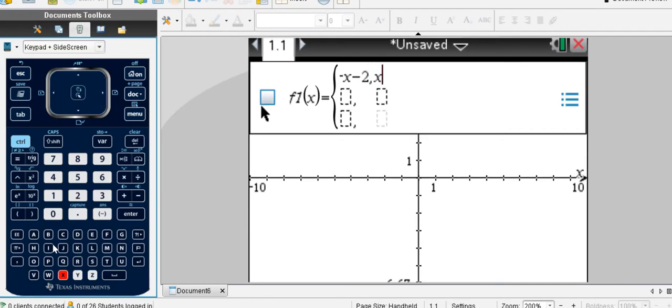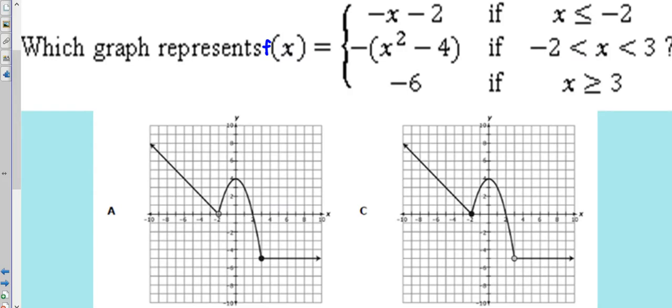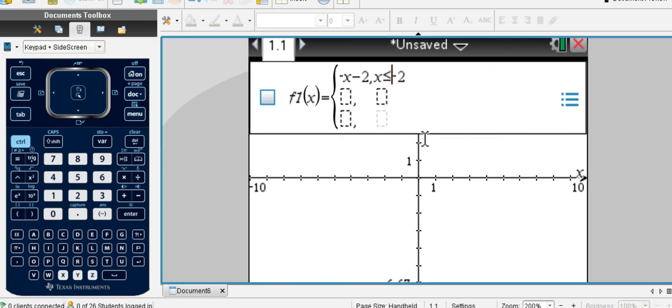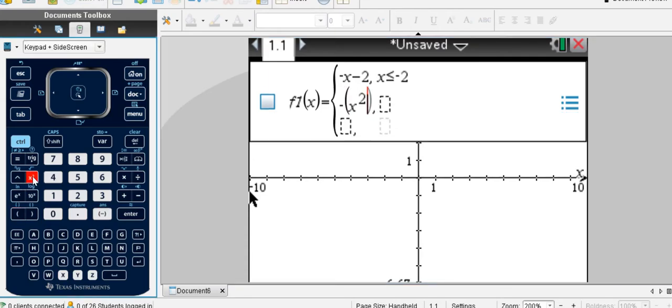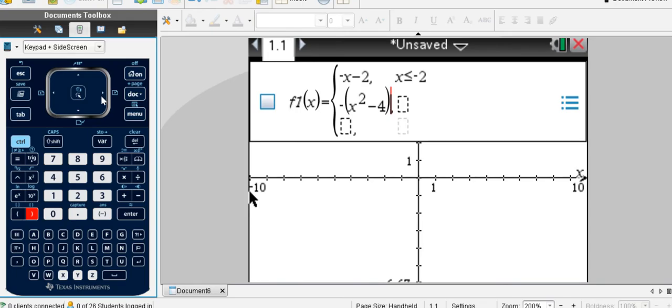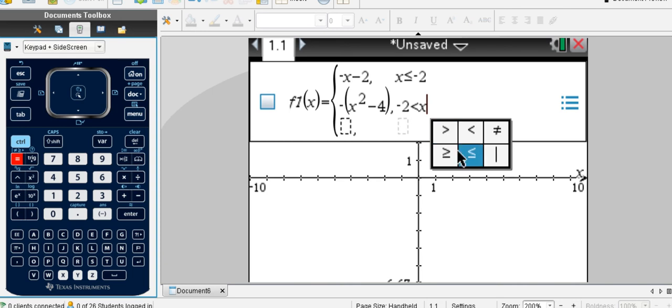So we come over here and put x, and do control equals, get the symbol, is less than negative 2. Let me check, was it less than or equal to? So I actually need to change that symbol. It was less than or equal to negative 2. And then we go to the second equation, which is negative parentheses x squared minus 4. And that's true when x is in between negative 2 and 3, but not equal to either value. So we put negative 2 less than x, which is less than 3.